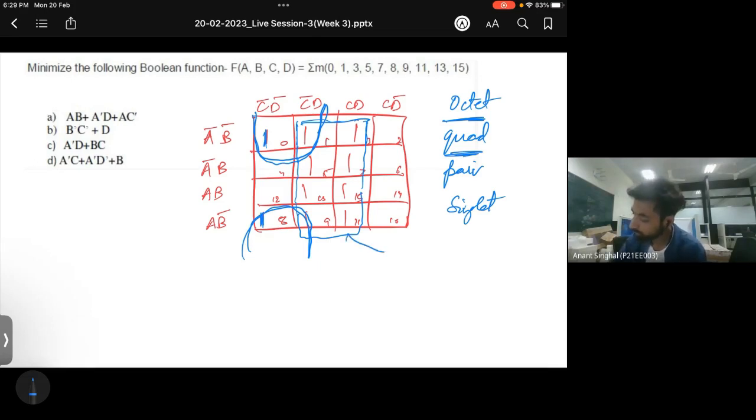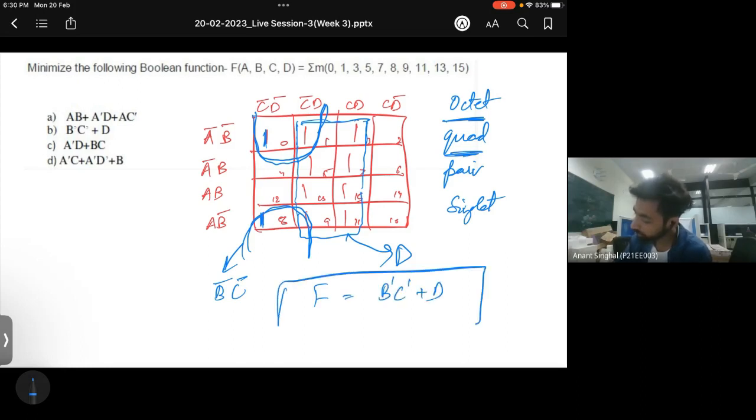So for this, the solution will be nothing but D only. And for this quad, the solution will be B bar, and then C bar is common. So the correct minimization will be nothing but B bar C bar plus D, which is yes, option B only.